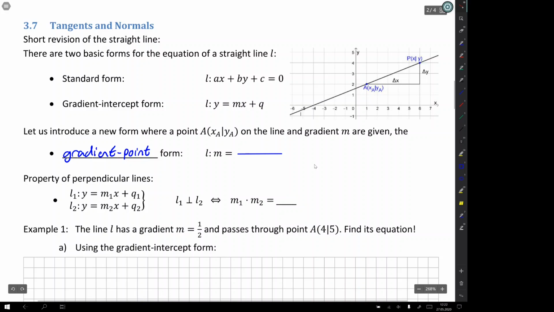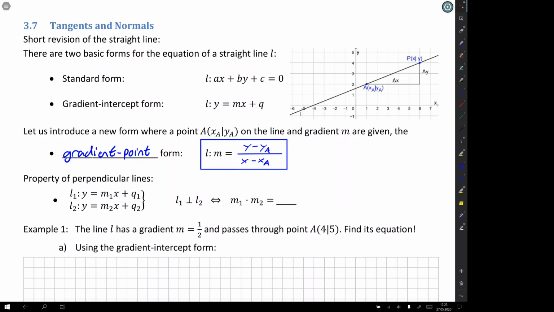y minus ya, this is the delta y, divided by x minus xa. So this delta y divided by delta x calculated using the point P, this arbitrary point P on the line and the given point A of the line, well, this ratio has to be exactly the gradient of the line. So every point on the line fulfills exactly this equation, and any point not on the line will not fulfill it. So this is another way of describing a straight line.